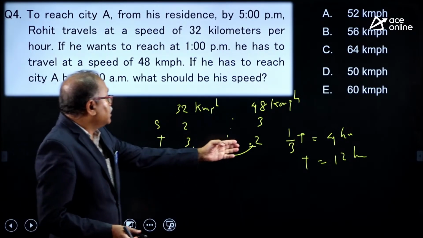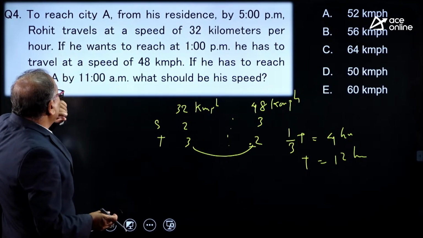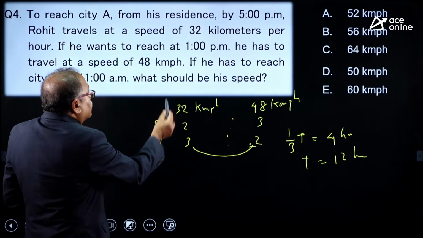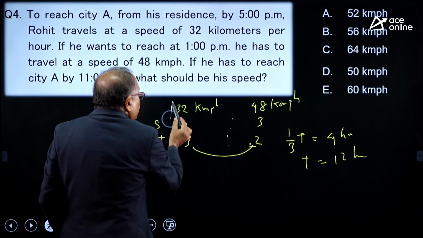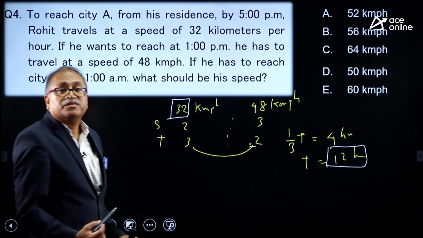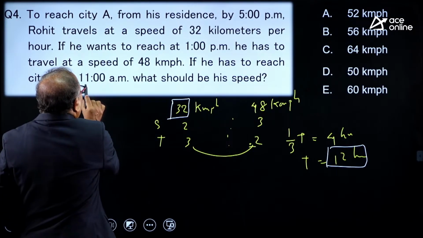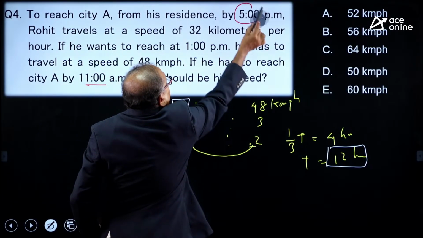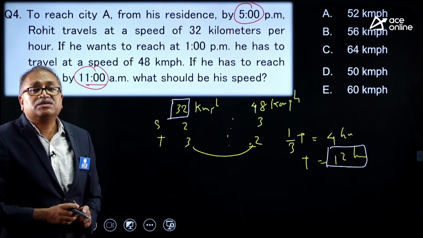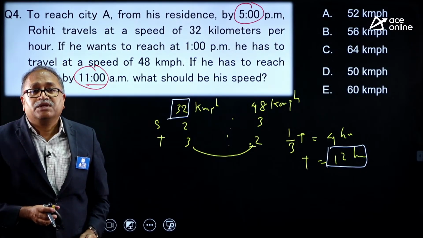Here the actual time taken is 12 hours. Now, only one component you have to add. He wants to reach at 11 a.m. So, with 32 kilometers per hour, the actual time is 12 hours. Now, if you want to reach at 11 a.m. From 32 he reaches at 5 p.m. and he wants to reach at 11. How many hours difference? From 11 morning to 5 evening is a 6 hour gap.